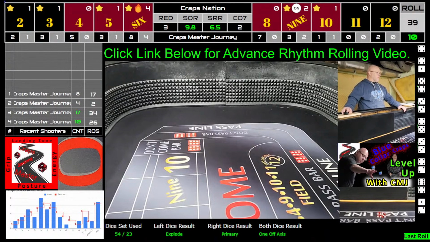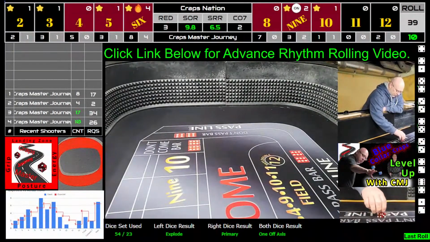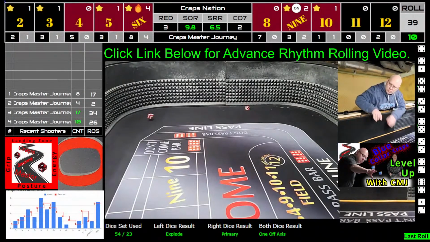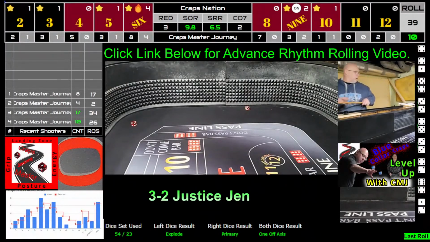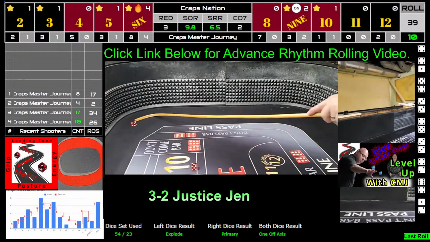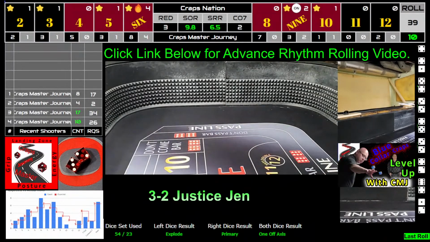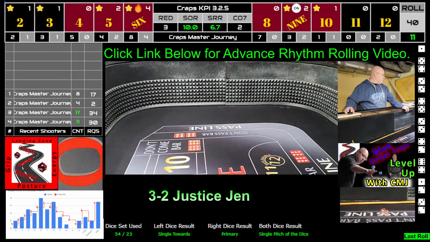And all bets set. Dice up. Three, 2, 5, Justice Gen 5. And that's going to knock off that DC for me. So that'll be a knockdown for us. All I need is the sister number. I would have been happy with that sister number. But it is what it is. 5, 2, 3, 2, 5.